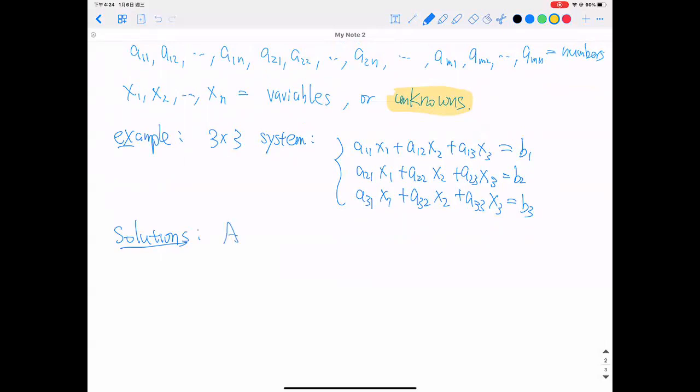Now, a solution to a linear system, say an m by n system of linear equations, is just a sequence of numbers.